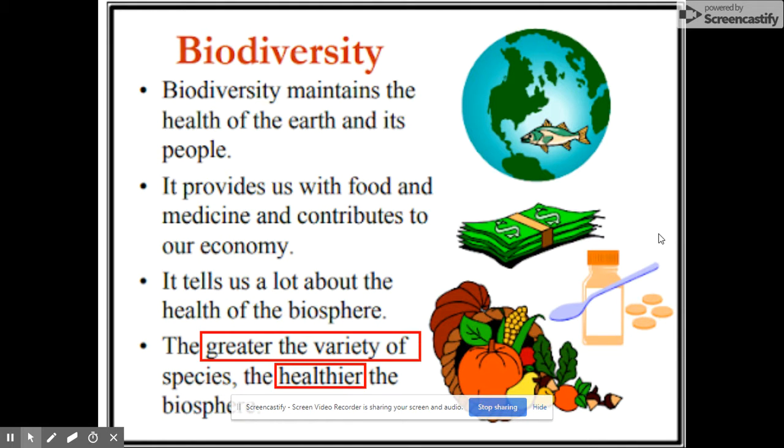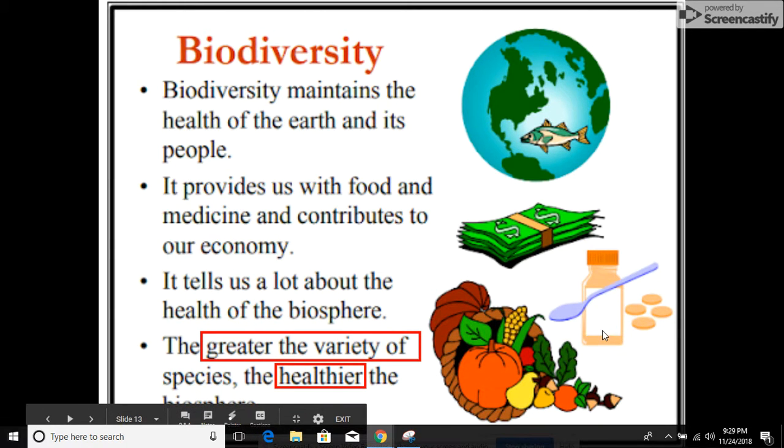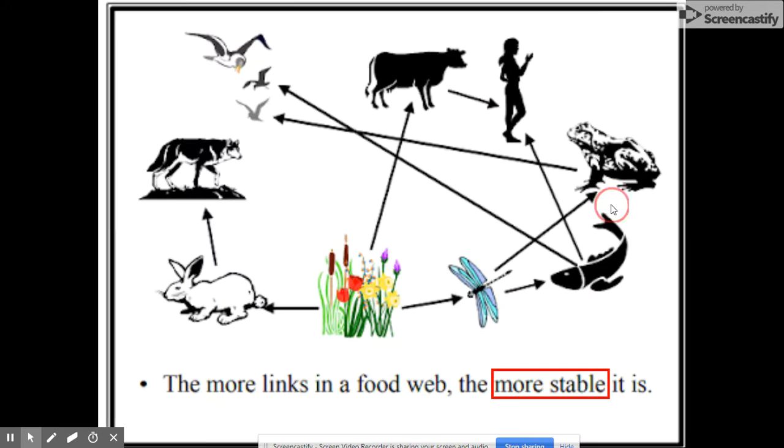Next page, biodiversity maintains the health of the earth and its people. It provides us with food and medicine and contributes to our economy. It tells us a lot about the health of the biosphere. And then here's your box. The greater the variety of the species, the healthier the biosphere.